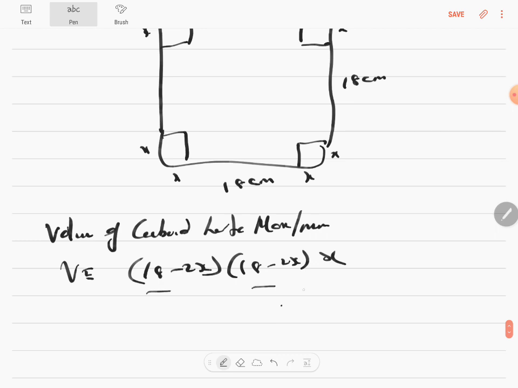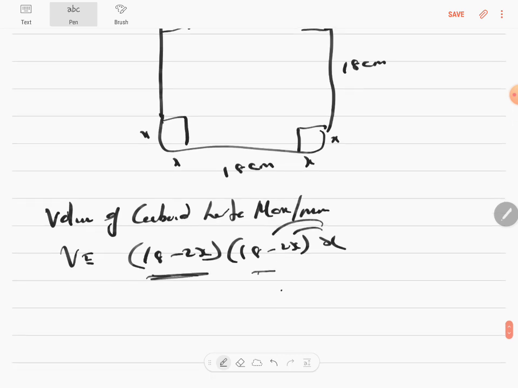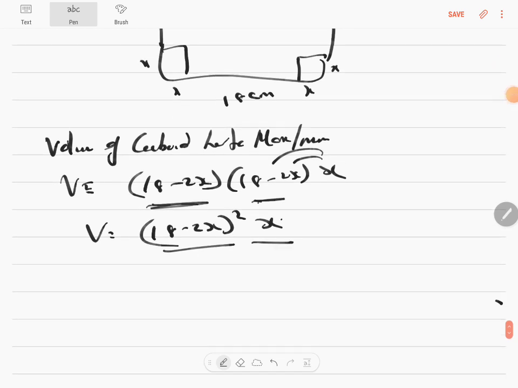You have u, v and w, so for convenience, take it as 18 minus 2x the whole square into x. That's even more convenient. You're going to differentiate it as u and v. Can you see, it's already in terms of one variable only. No need to write one in terms of the other.